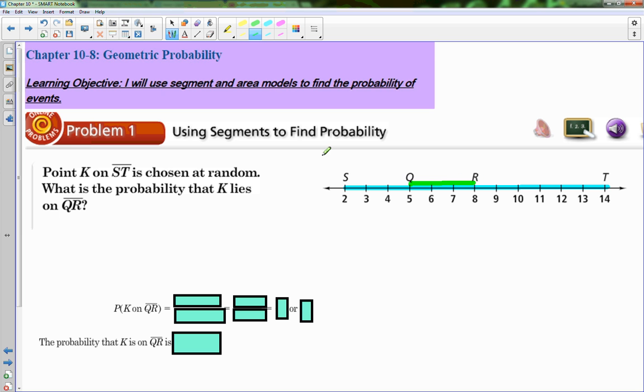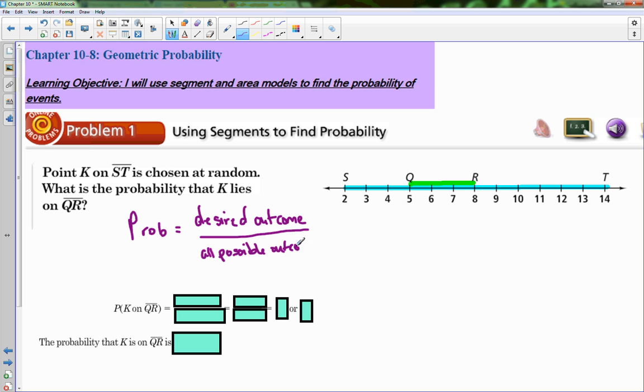So to start us off, I think it's important to mention that probability is equal to the desired outcome divided by all possible outcomes. And then I also think of this as what you want divided by the total.